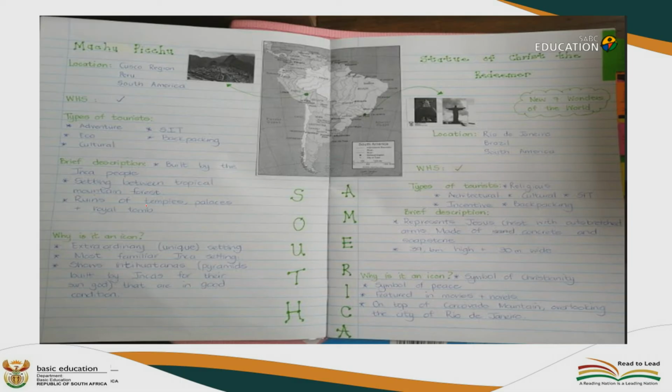Some of the pictures you can find in section A. Some can be given to you in the form of a map, identifying. Some they can give you in the form of a table, matching. So grade 12, with the icons, knowing the picture, associating it with the country, you cannot go wrong.